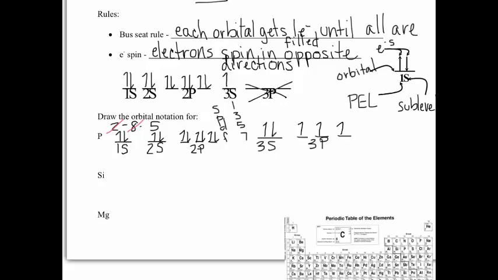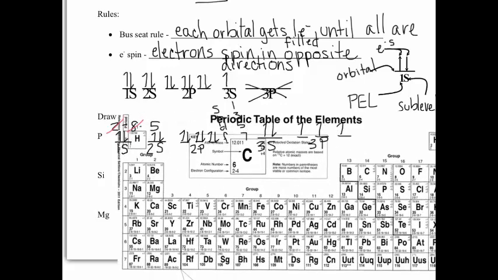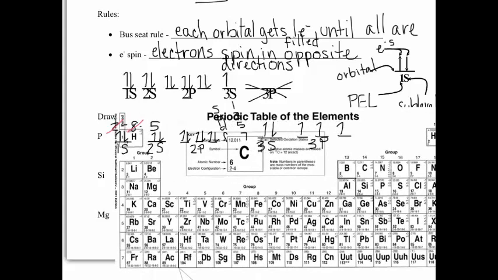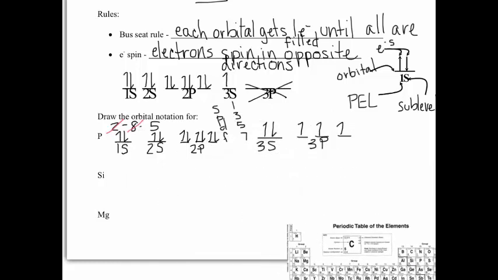All right, let's try another one. We're going to try silicon. Silicon is here, and its electron configuration is 2, 8, 4. Put that up here. All right, once again, we start with the first principal energy level, which only has S, which only has 1 orbital. It can fit 2 electrons, and I'm done with the first.